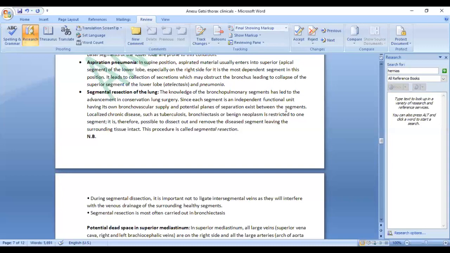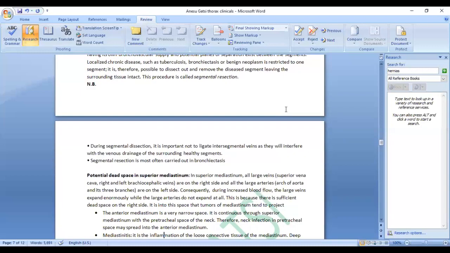This segmental resection is mostly preferred in bronchiectasis, where you have dilatations of the bronchi and the bronchioles. Then you have these dilatations being filled with pus.